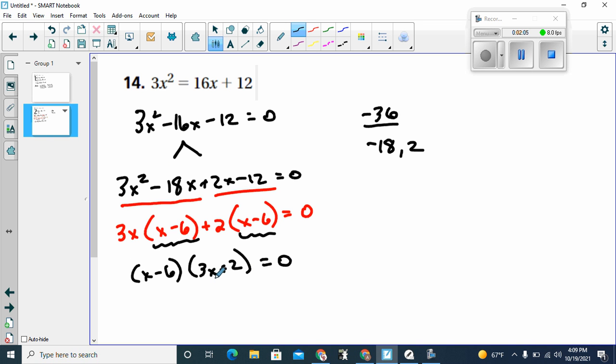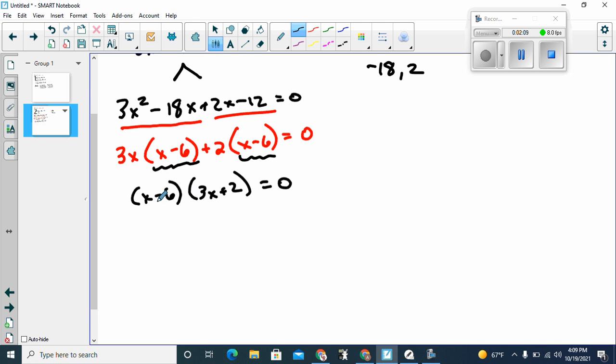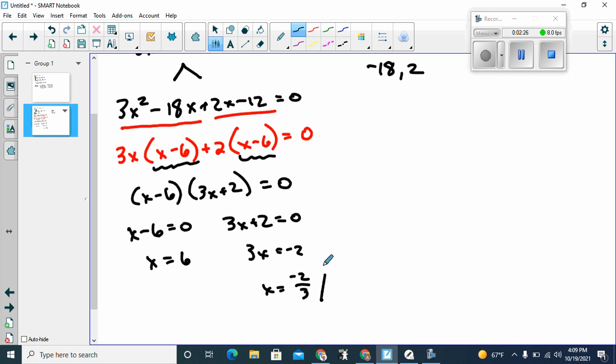It does ask us to solve, so we need to tell which x values make this a true statement. I have the product of two things equal to 0, so one of those things needs to be equal to 0. Set each one equal to 0 and solve for x. X equals 6, x equals negative 2/3.